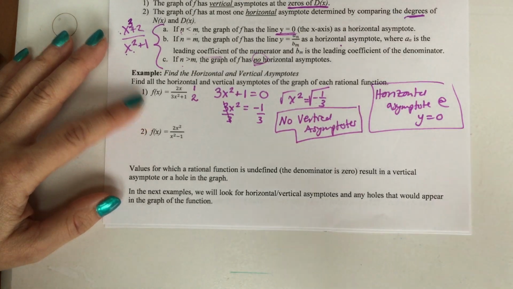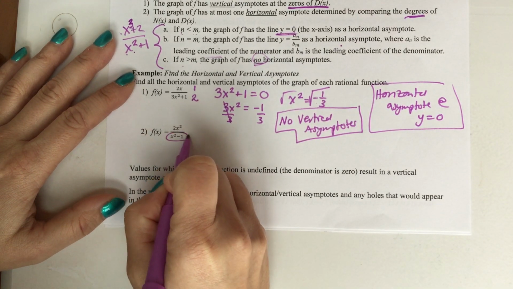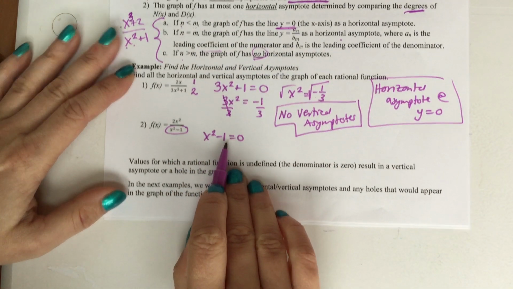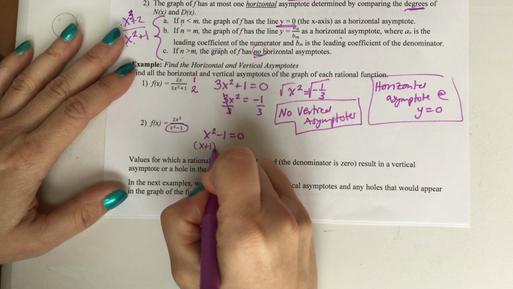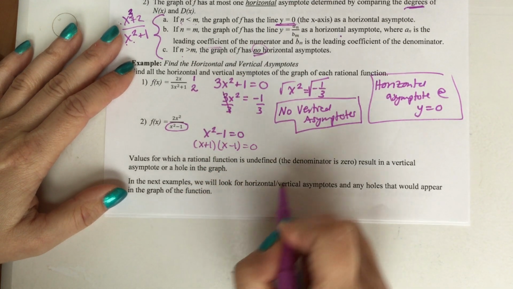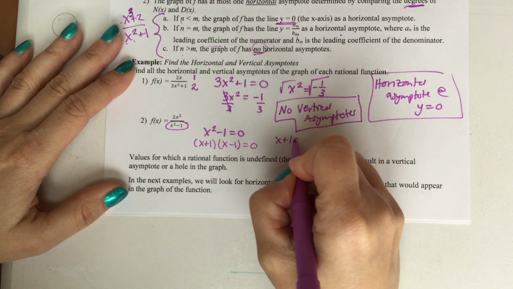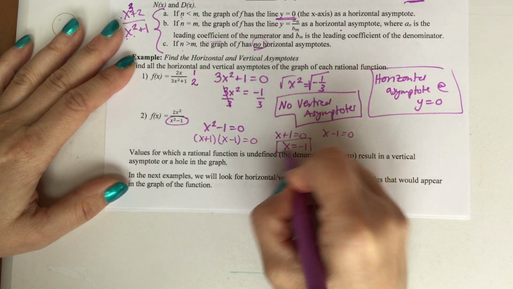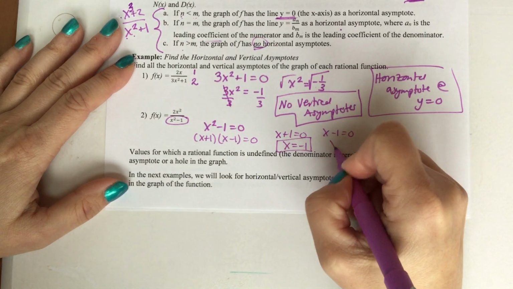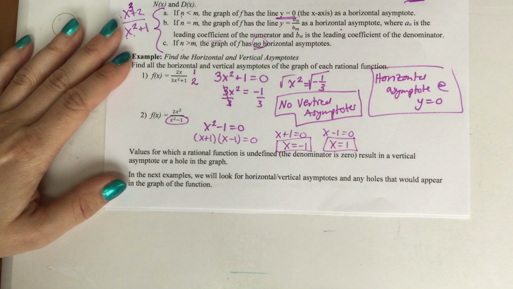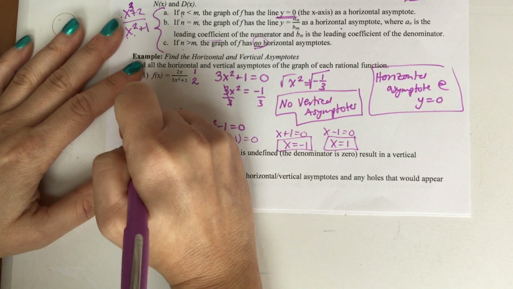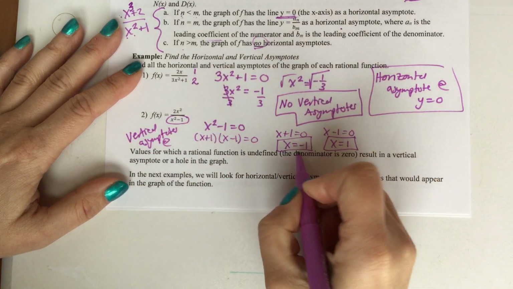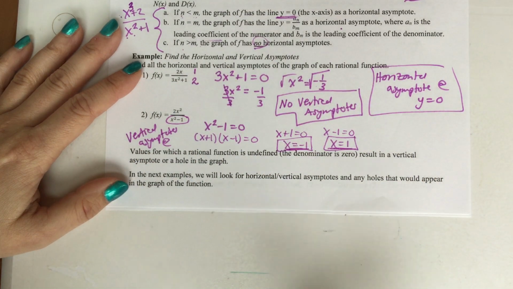Okay, let's look at the next one. If I want to find vertical asymptotes, x squared minus 1 equals 0, I can factor this. I can do the difference of squares, making this x plus 1, x minus 1. To find my vertical asymptotes, set each piece separately equal to 0. So if I add 1, 0 minus 1 is negative 1. Here, if I subtract 1, 0 plus 1 is 1. So I have vertical asymptotes at x equals 1 and x equals negative 1.